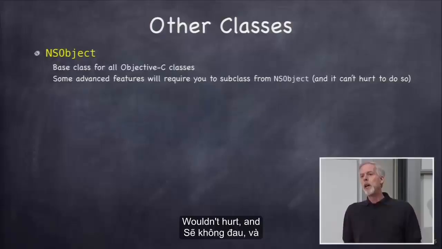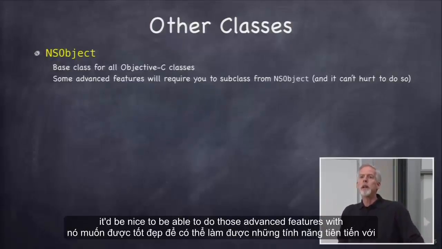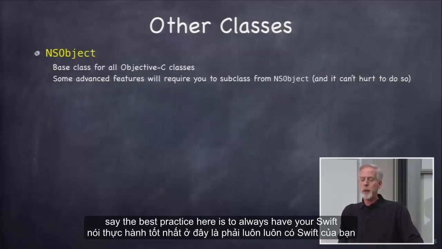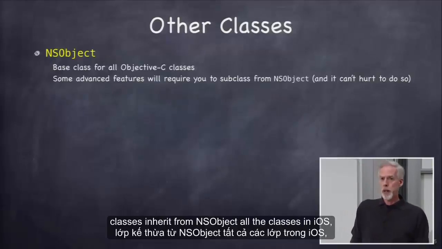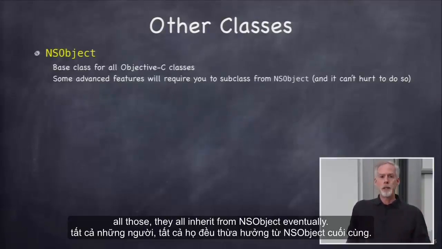It wouldn't have hurt, and in the future, once we learn these advanced things, it'd be nice to be able to do those advanced features with calculator brain. So you can feel free. I'm not sure what to say the best practice is, but it's to always have your Swift classes inherit from NSObject. All the classes in iOS, like UIViewController and all those, they all inherit from NSObject eventually.